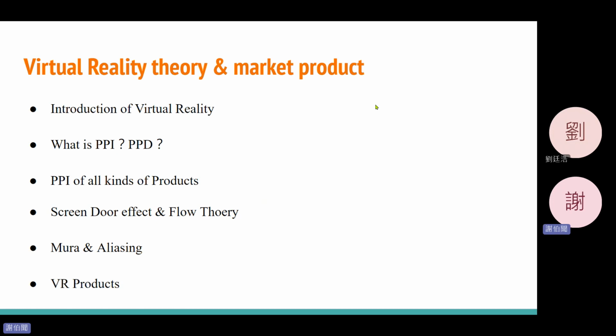And first, I want to introduce the virtual reality. And next, I want to talk about PPI and PPD. And I also want to introduce the screen door effect and flow theory and some fun fact that appears on VR. And I want to introduce some VR products.